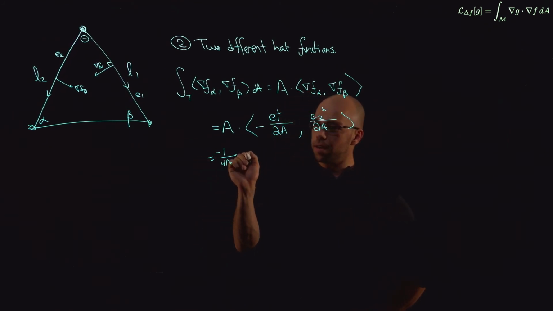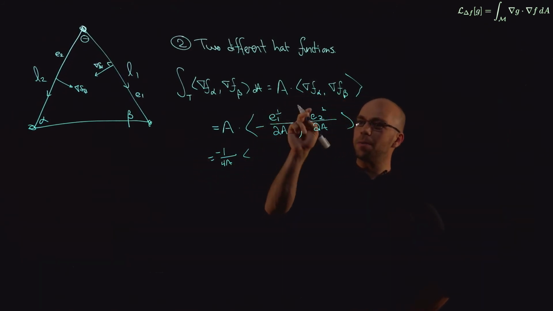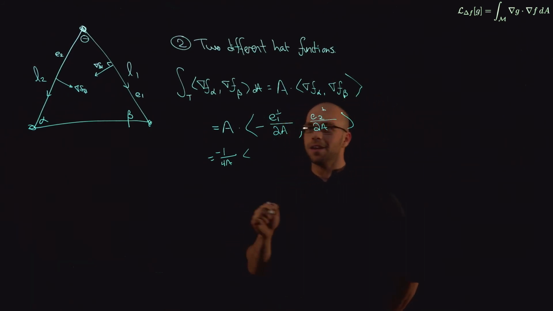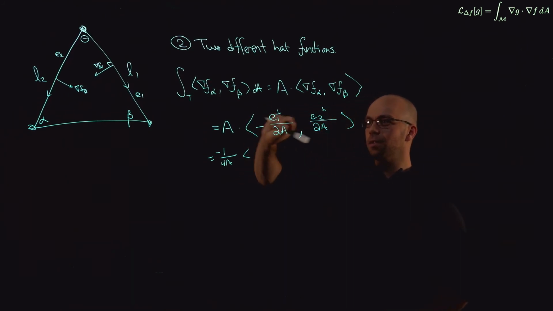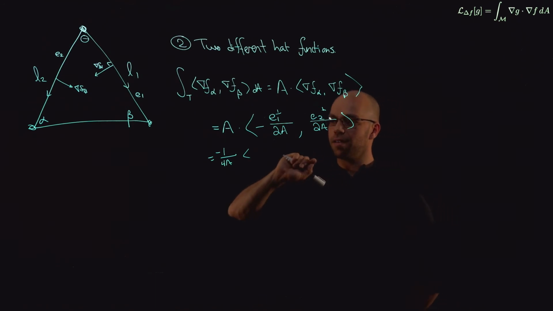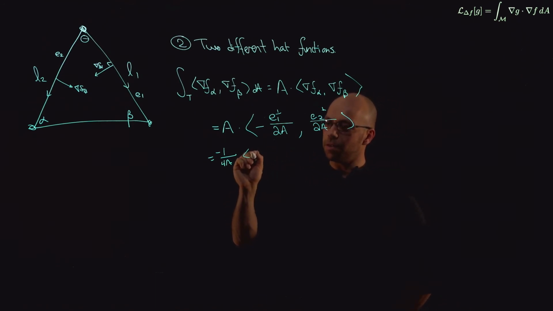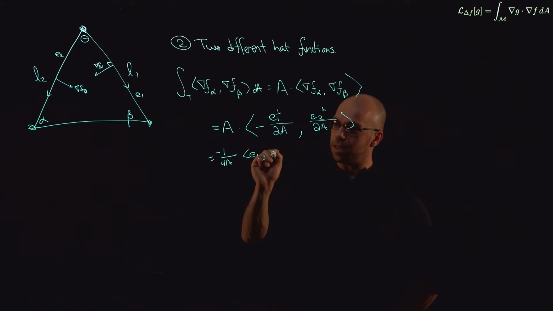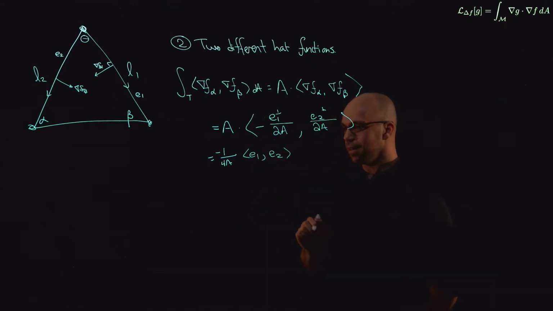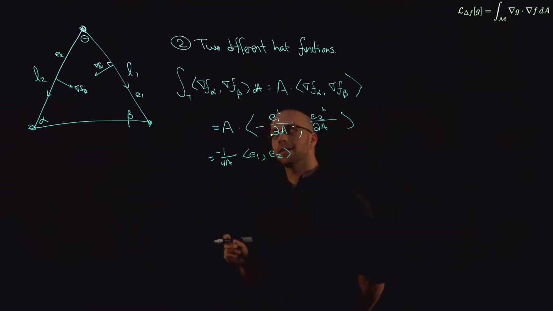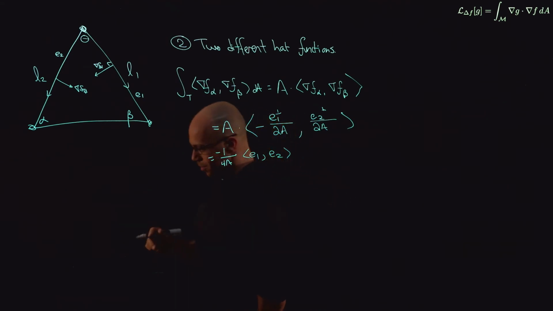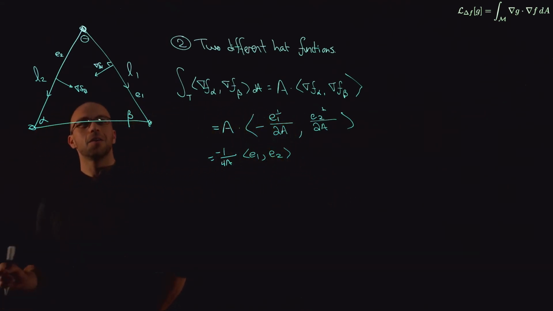There's a minus 1. The inner product between E1 perp and E2 perp, like that. But they're both essentially E1 and E2 with the same matrix rotation applied to both of them. So this is the same as the inner product between E1 and E2, like that. And what is the inner product between E1 and E2?